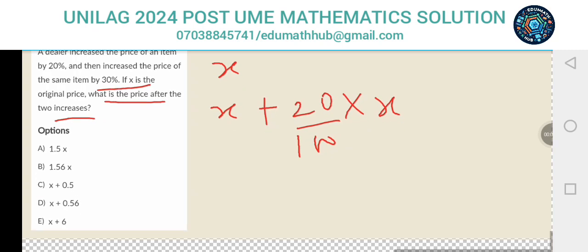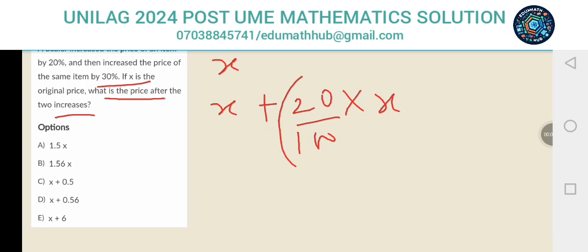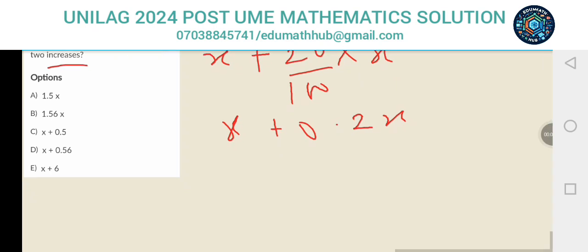So if you solve this, if you cut this out and divide, you're going to get 0.2. So this is the same thing as writing x plus 0.2x. If you add this together, this is 1x, so don't forget this imaginary one here. This is like 1x plus 0.2x. What you're going to get is 1.2x. So this is the price after the 20% increase.